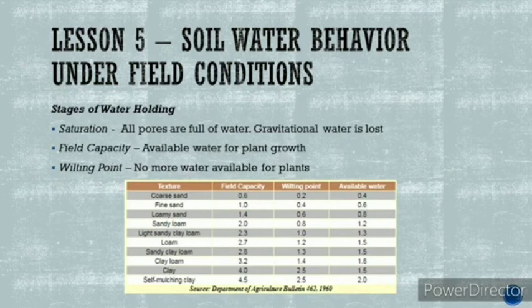Stages of water holding. Saturation: all pores are full of water. Gravitational water is lost at field capacity. Available water for plant growth, while at the wilting point there is no more water available for plants. The picture shows below the texture, field capacity, wilting point, and available water of different sands.